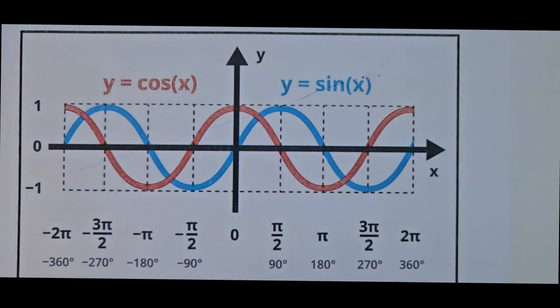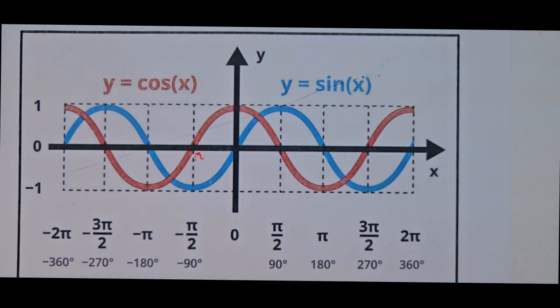For cosine, you do the exact same steps, and you will see that the shapes of sine and cosine are very similar. For cosine, the 0 would be at -90 degrees. Both of them have the same maximum, the same minimum, and the same period.